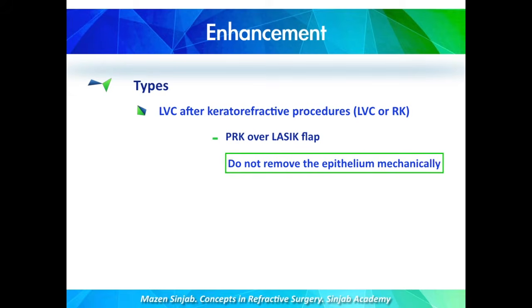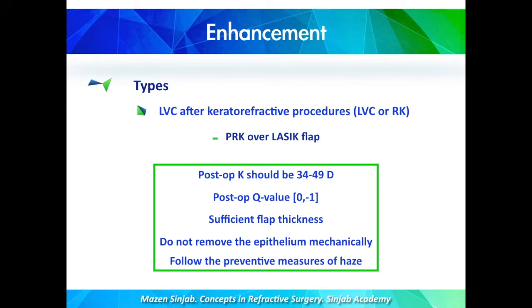Do not remove the epithelium mechanically. You have to remove the epithelium either by alcohol 20%, PTK, or trans PRK. And finally, we have to follow the preventive measures of haze. So, when we want to do PRK over LASIK flap, we have to pay attention to post-op K readings. We have to pay attention to post-op Q value. We have to calculate the flap thickness properly, and we should not remove the epithelium mechanically, and we should follow the preventive measures of haze.